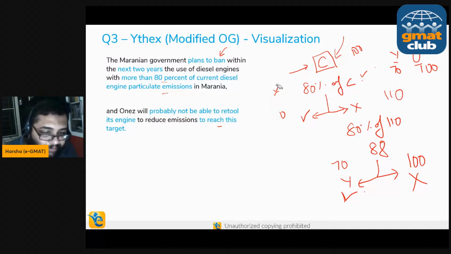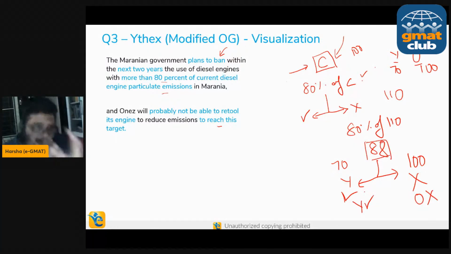So end of the day, the author's argument is boiling down to one point. If this ban actually goes through, one's is out and Vitex is in. That's what I really want you to extract. This is what I call understanding the real logic. Everything else is important detail, but the real logic is this.